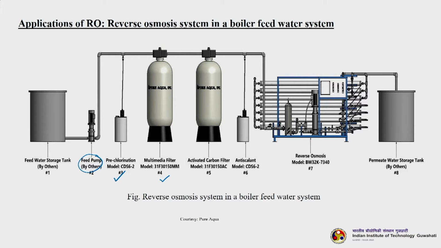First is a multimedia filter, it will remove the suspended solids and other things. Then it goes to an activated carbon filter, it will remove any other even ions which are not required and other low molecular weight compounds also. Then you can add an anti-scalant here, right, which will reduce the scaling formation inside the RO system, then finally it goes to the RO system, okay. This is taken from Pure Aqua, a company again leading manufacturer of RO systems. Then you get a permeate water storage tank. So, this goes to the boiler feed.